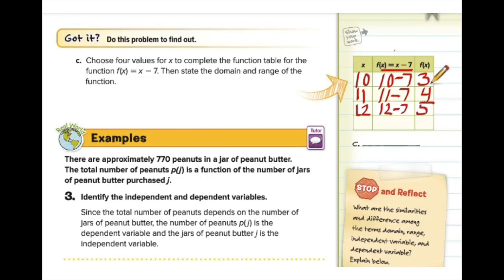And what you notice is if you have a pattern in your x's, you should find a pattern in your y's. My x's are increasing by 1. My y's are also increasing by 1. The difference between my x and my y is 7, and that's because I'm subtracting 7. So I could assume that if I went from x from 12 to 13, my f of x would go from 5 to 6. Let's check it.